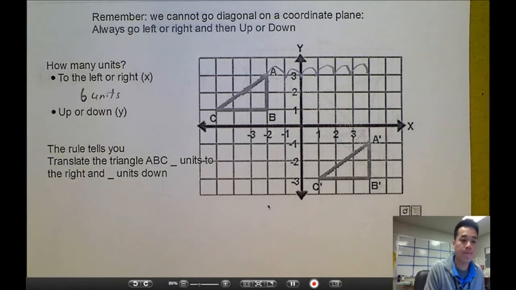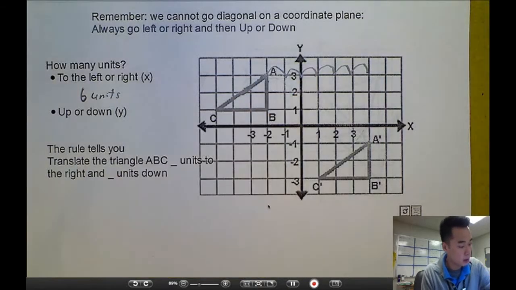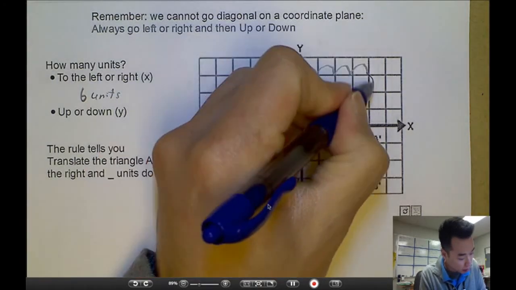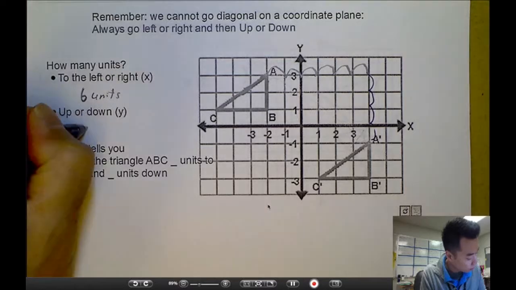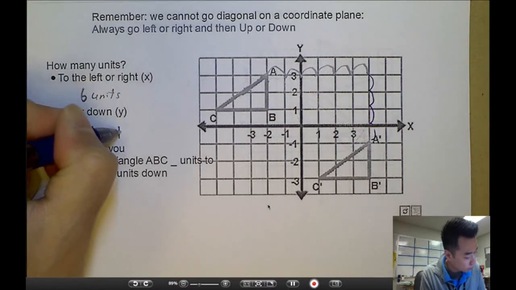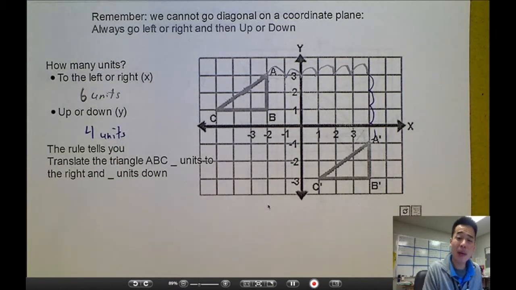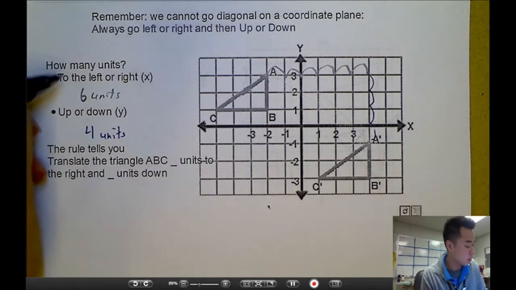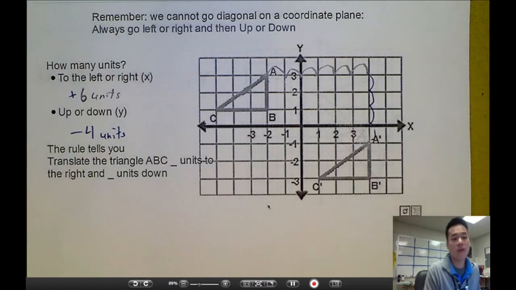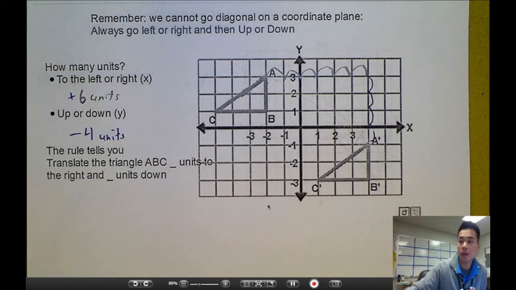6 units. And then from here, it would go down 1, 2, 3, 4. 4 units down. Since we're talking about X and Y, we're talking about a number line. That would be +6, -4. Right? Because we're moving on a number line. And then we have the rule.